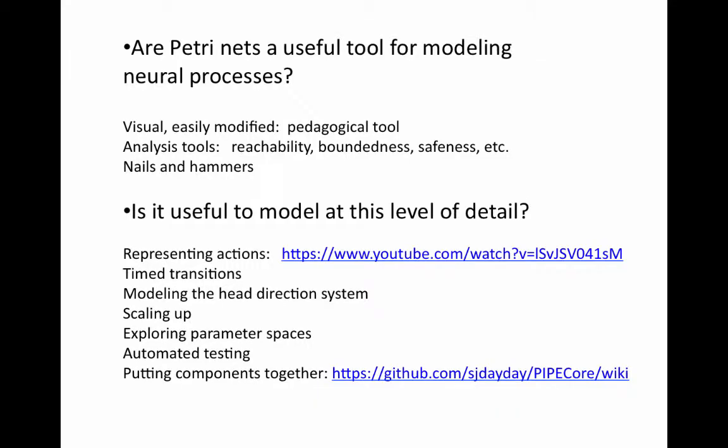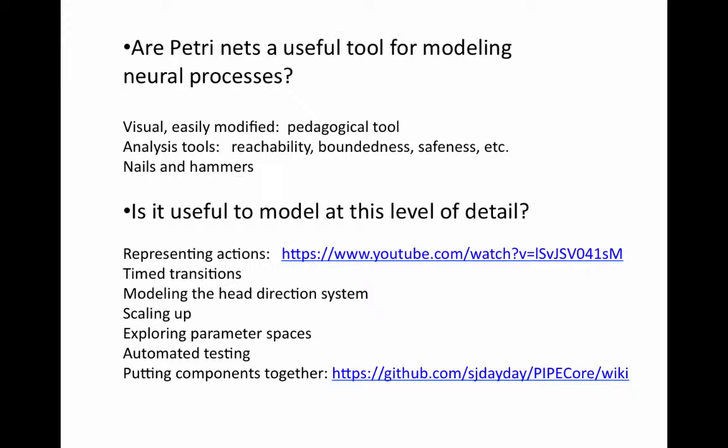Okay, I think that was fun and useful to see PetriNet grind away one transition at a time, but it's time to step back and look at the bigger picture. I have two questions I'm wrestling with. One is, are PetriNets a useful tool for modeling neural processes? And second, is it useful to model at this level of detail? So as a pedagogical tool, I think PetriNets have a lot to offer. They're visual, easily modified even by people who don't have any programming experience.